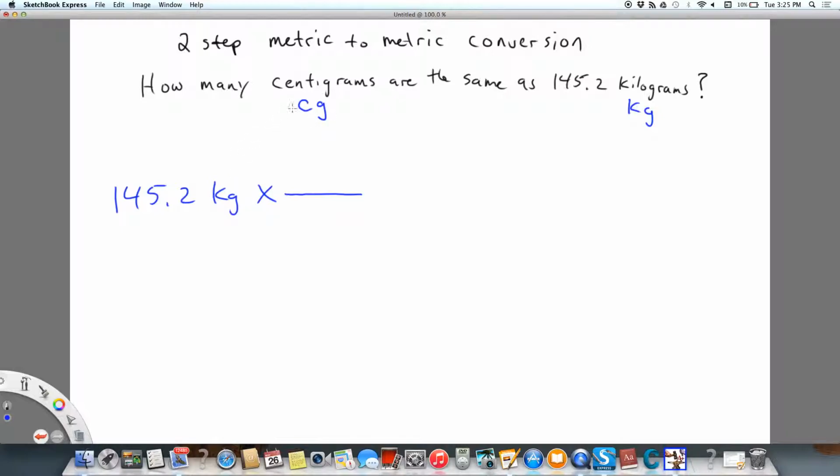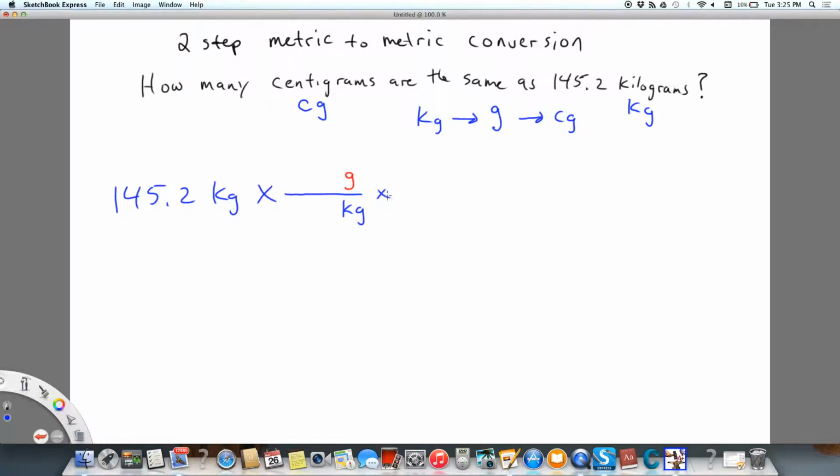Now, I don't have a conversion factor that's going to take me from kilograms to centigrams. So I need something in between to get me from kilograms to centigrams. And we call that in chemistry the basic unit. So that's going to be grams. I'm going through the basic unit because the conversion factors we've learned are all going through the basic unit, whether it's grams or liters or meters. Okay, so I'm going to convert to grams. That's very important. And then kilograms will go on the bottom.